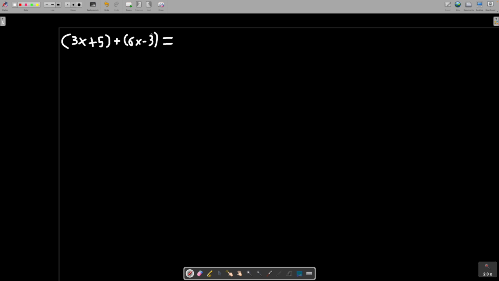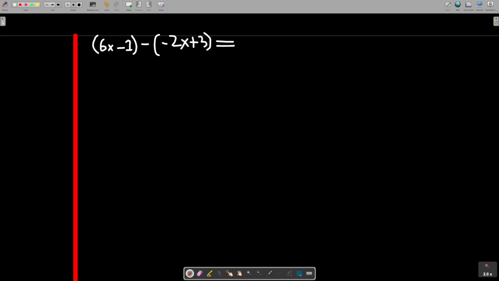Now when you do this, you have to see the like terms that have the same degree. So for example, 3x and 6x are like terms. 5 and negative 3 are like terms. So when they are like terms, we can just add the coefficients up. So we're going to have 3 plus 6 equals 9, so we're going to have 9x. And then 5 minus 3 is just positive 2. So that's it. 9x plus 2 is the answer.